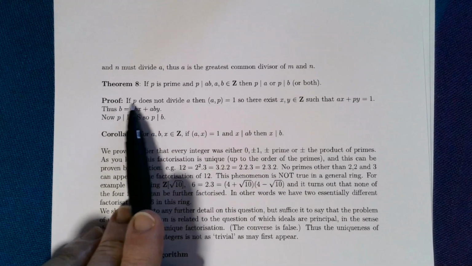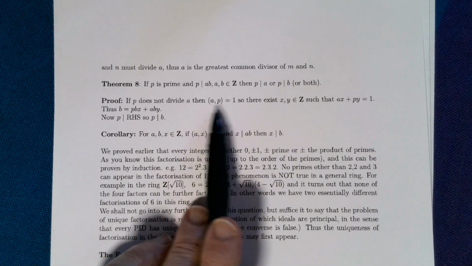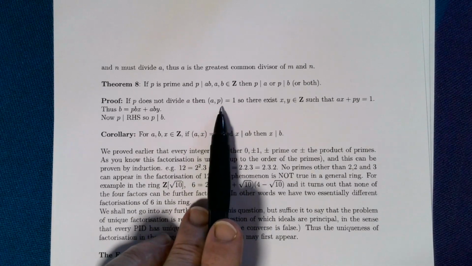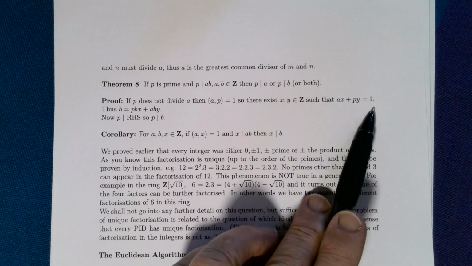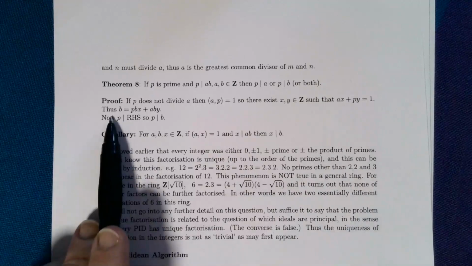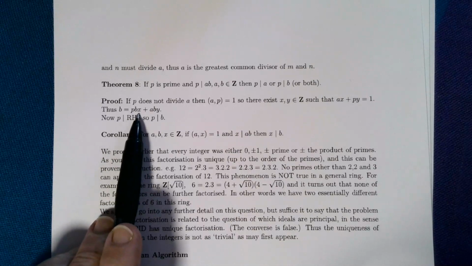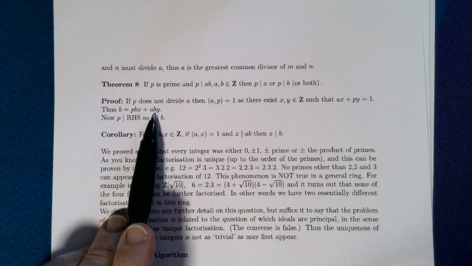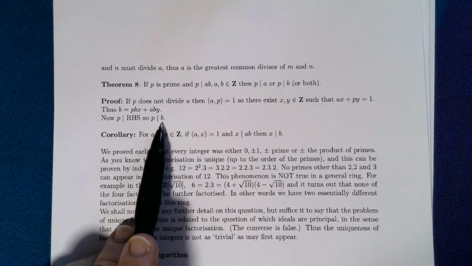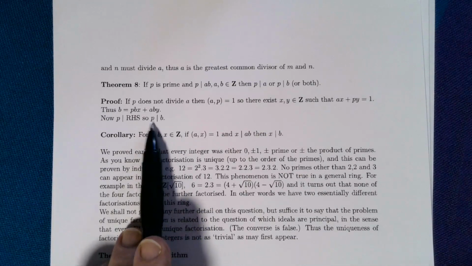If P doesn't divide A, then that means the GCD of A and P is 1. So I can apply Bezout's lemma and write 1 as an integer linear combination of A and P. There it is. Now we've got to get B into the story, so I multiply everything through by B to get to this line. And now P divides this term, and P divides AB by assumption up here, and that means P divides B. So therefore if P divides A, we're finished. If not, then it has to divide B.